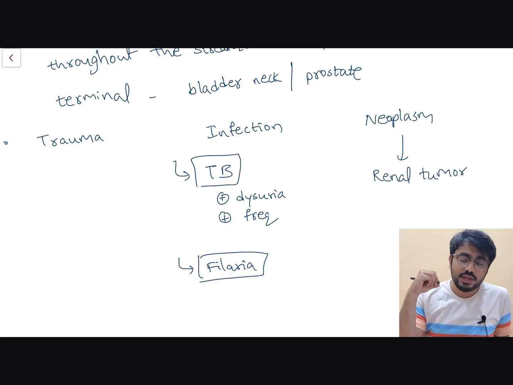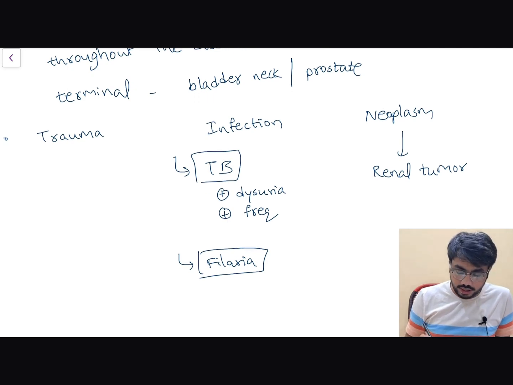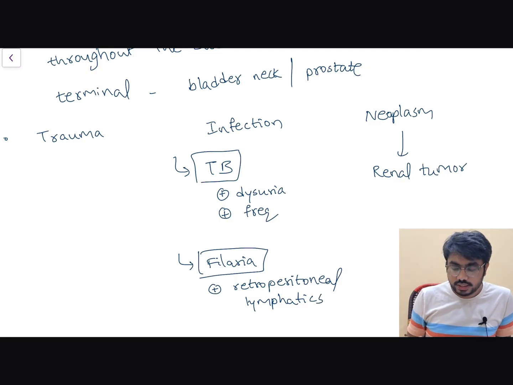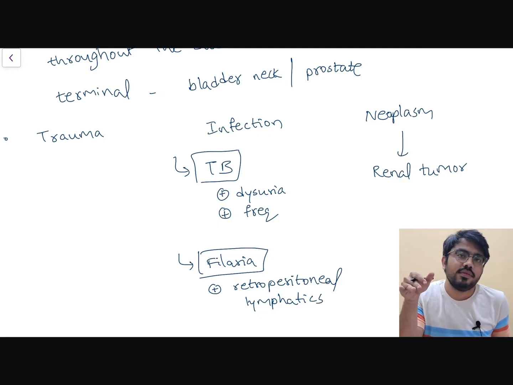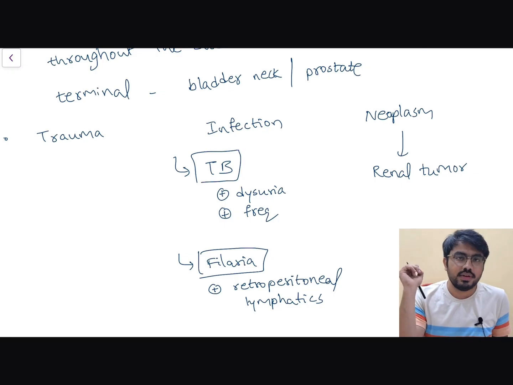Now coming to filaria, which can also cause the same thing. It can also cause hematuria, which is an infectious cause. Now, what are the features which tell me this is filaria? There is involvement of retroperitoneal lymph nodes. Retroperitoneal lymphatics involvement. You already know filaria is always about lymphatics, right? So if the retroperitoneal lymph nodes are involved, then I have to think in terms of filaria.